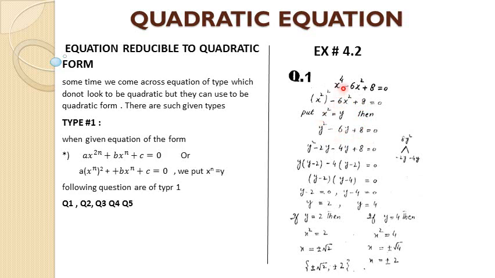Then we have reduced this to the quadratic form and we make the factors. You know from the previous lecture how we can make the factors. So y is equal to 2 and y is equal to 4. Then we have to put back in the substitution, where we substituted y is equal to x square, so we put it back in here.